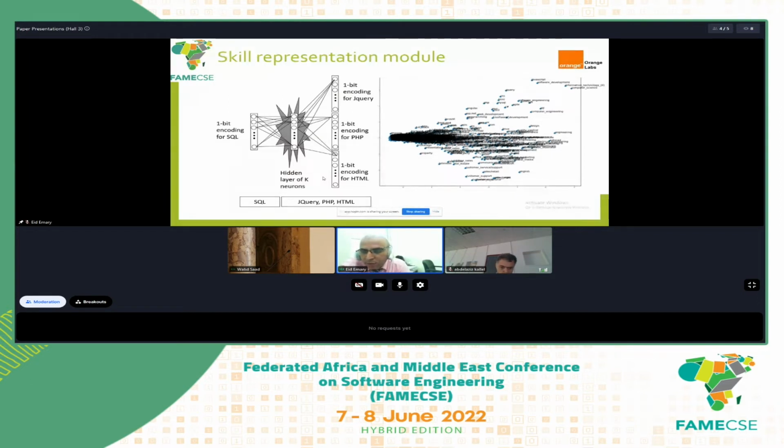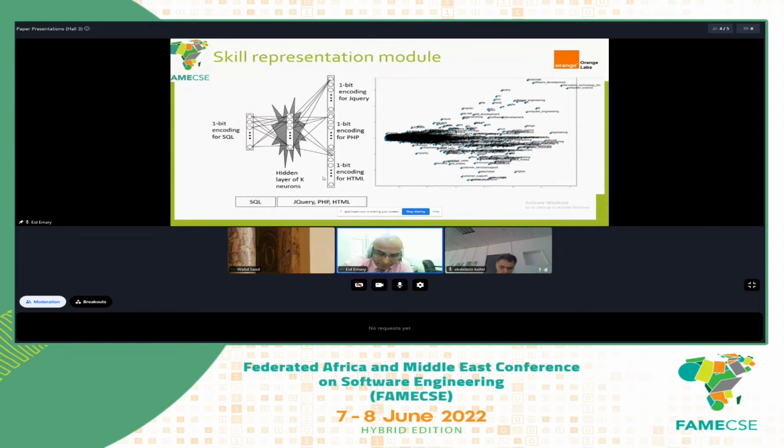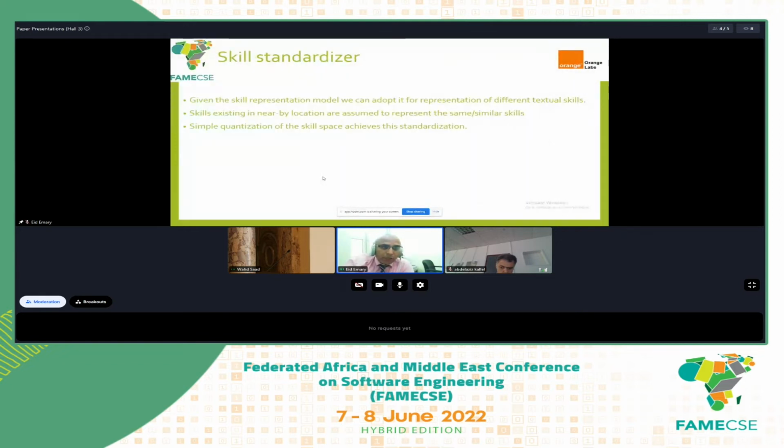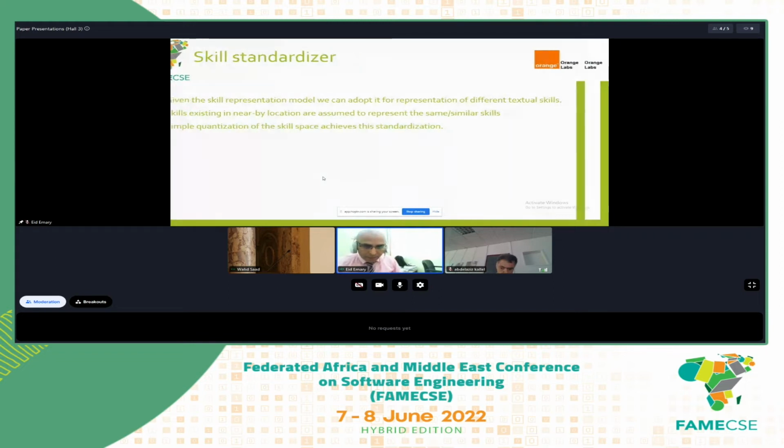After that, we reach, as you can see, a simple graph representing the different skills, and we can see that nearby skills in this spatial representation are also related semantically. Okay, after that, we highlight our skill standardizer, which simply quantizes this space so that the same skills exist in the same bin and hence have the same skill code.